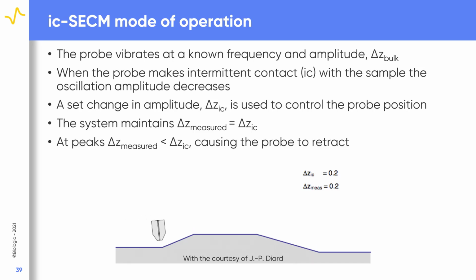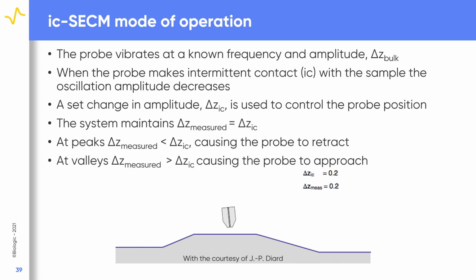When the probe reaches a peak, the measured vibration amplitude reduces further, causing the probe to retract until the set IC vibration amplitude is again met. On the other hand, when the probe meets a valley, the measured vibration amplitude is greater than the set IC vibration amplitude. The probe therefore approaches to the surface until the measured IC vibration amplitudes are equal again.